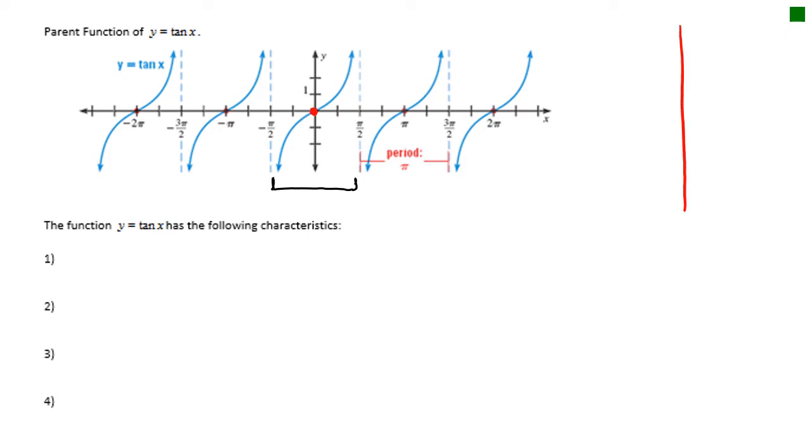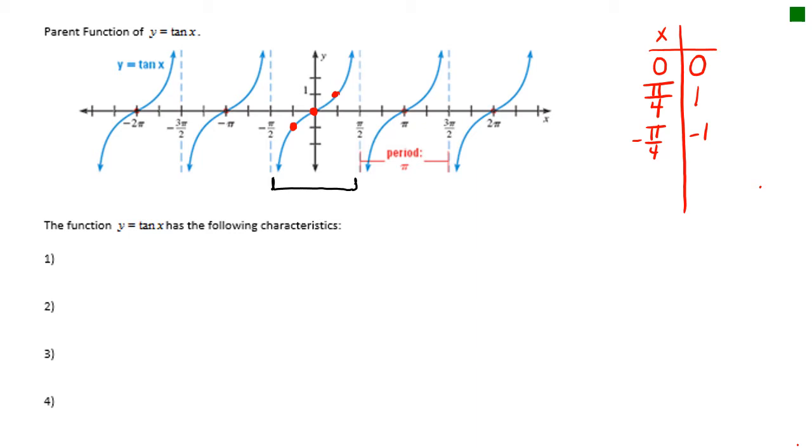So I like tables. At 0 radians, we are at 0. If we look at when we are at pi fourths radians or 45 degrees, you'll notice that the tangent is 1. So at pi fourths, we're at 1. The same thing when we're at negative pi fourths, we're at negative 1. So that's this point right here.